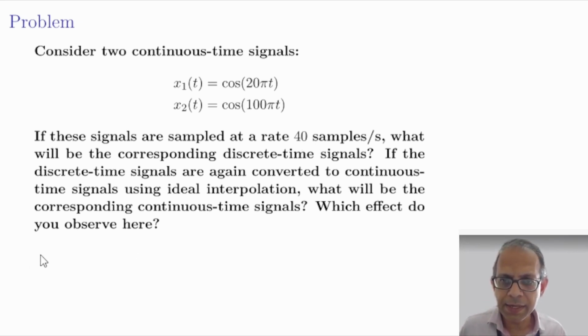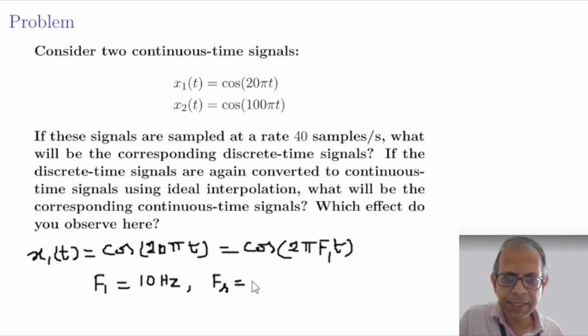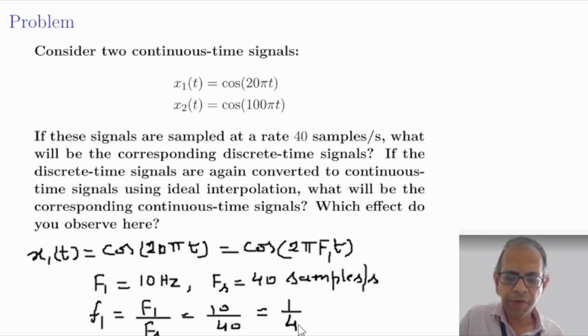So given signal x1 of t equal to cos 20 pi t, or cos 2 pi F1 t, accordingly, F1 is equal to 10 hertz, and given the sampling rate Fs as 40 samples per second, the corresponding normalized frequency small f1 equal to capital F1 by Fs, that is 10 by 40 or 1 by 4.